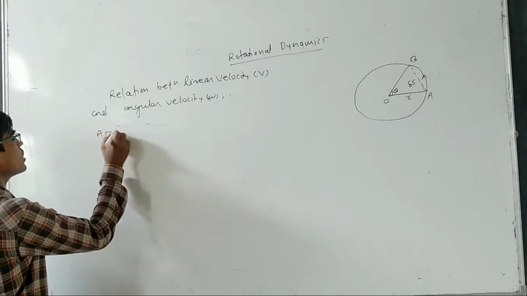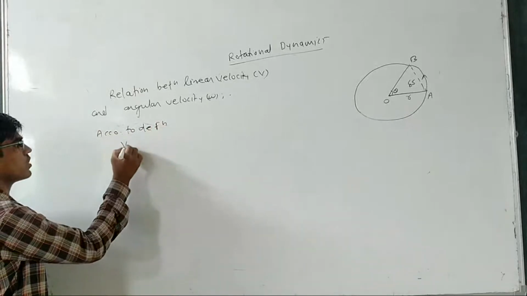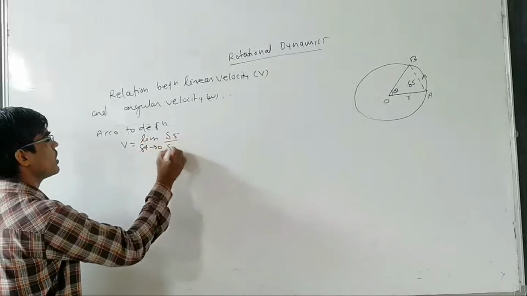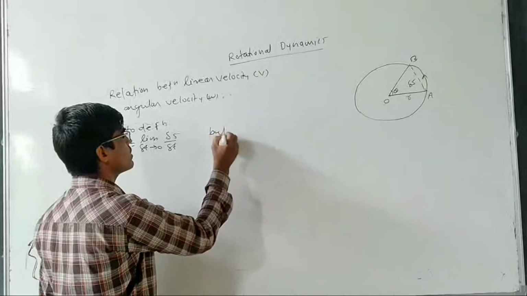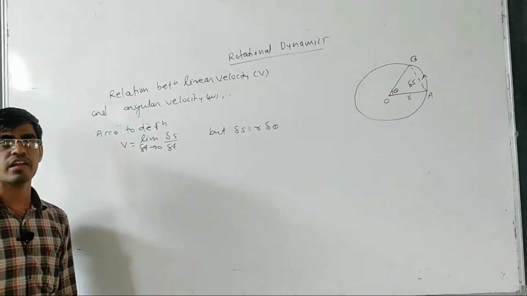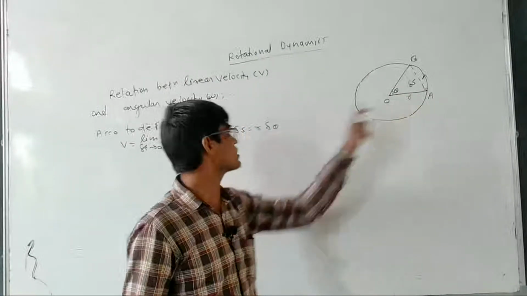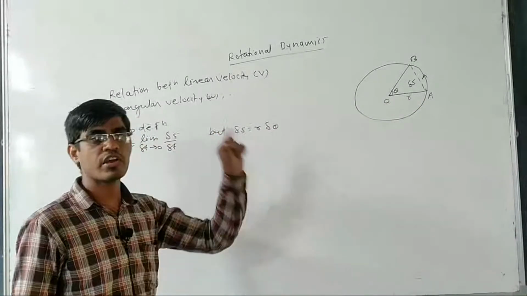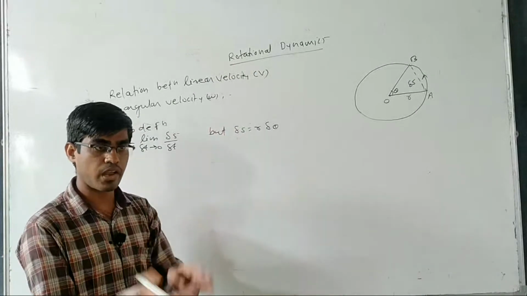Then according to the definition, linear velocity v is equal to the limit as delta t tends to 0 of delta s upon delta t. But here delta s is equal to r delta theta, where delta theta is the change in angular displacement, r is the radius, and delta s is the change in linear displacement, a small displacement. The displacement is in a varying position.